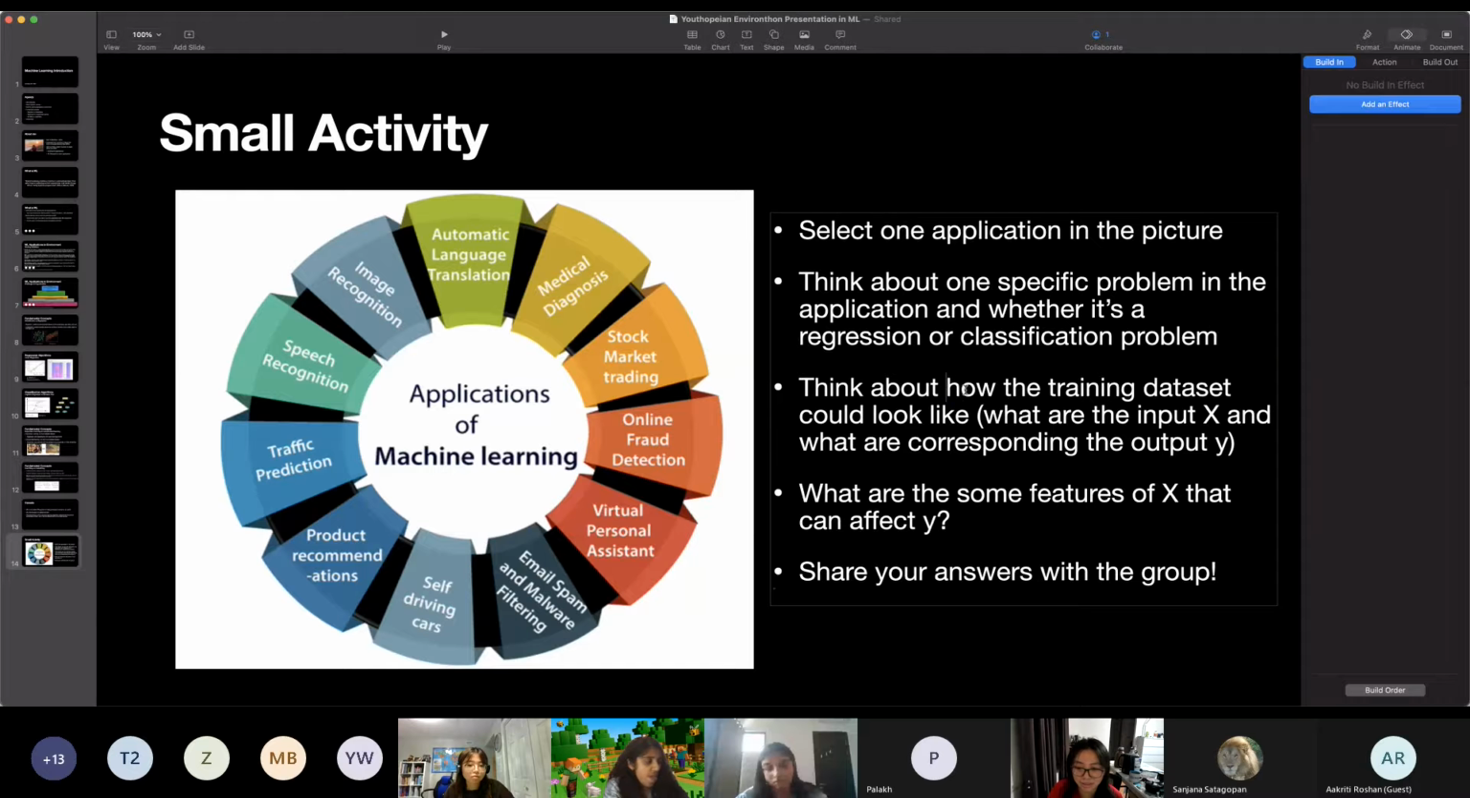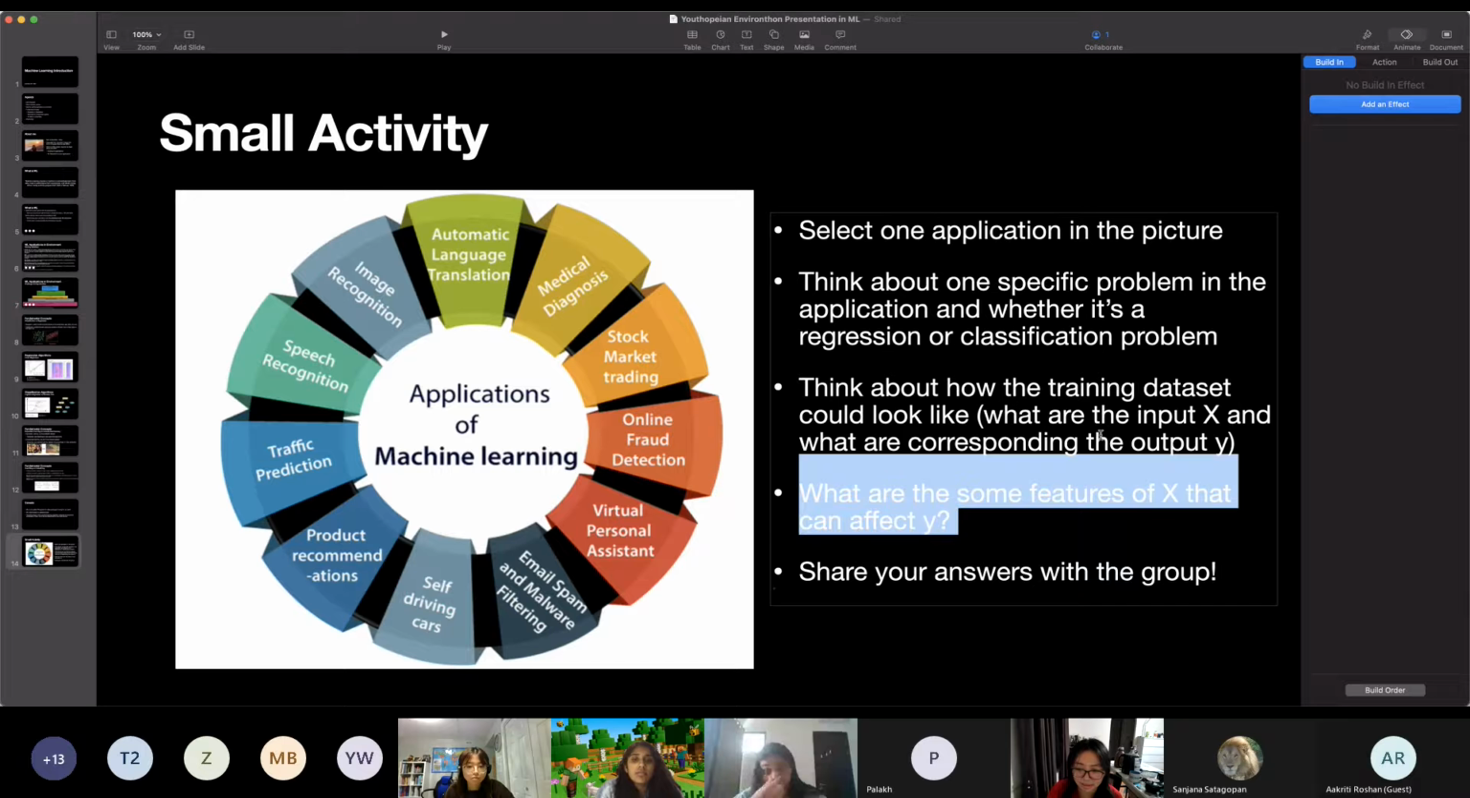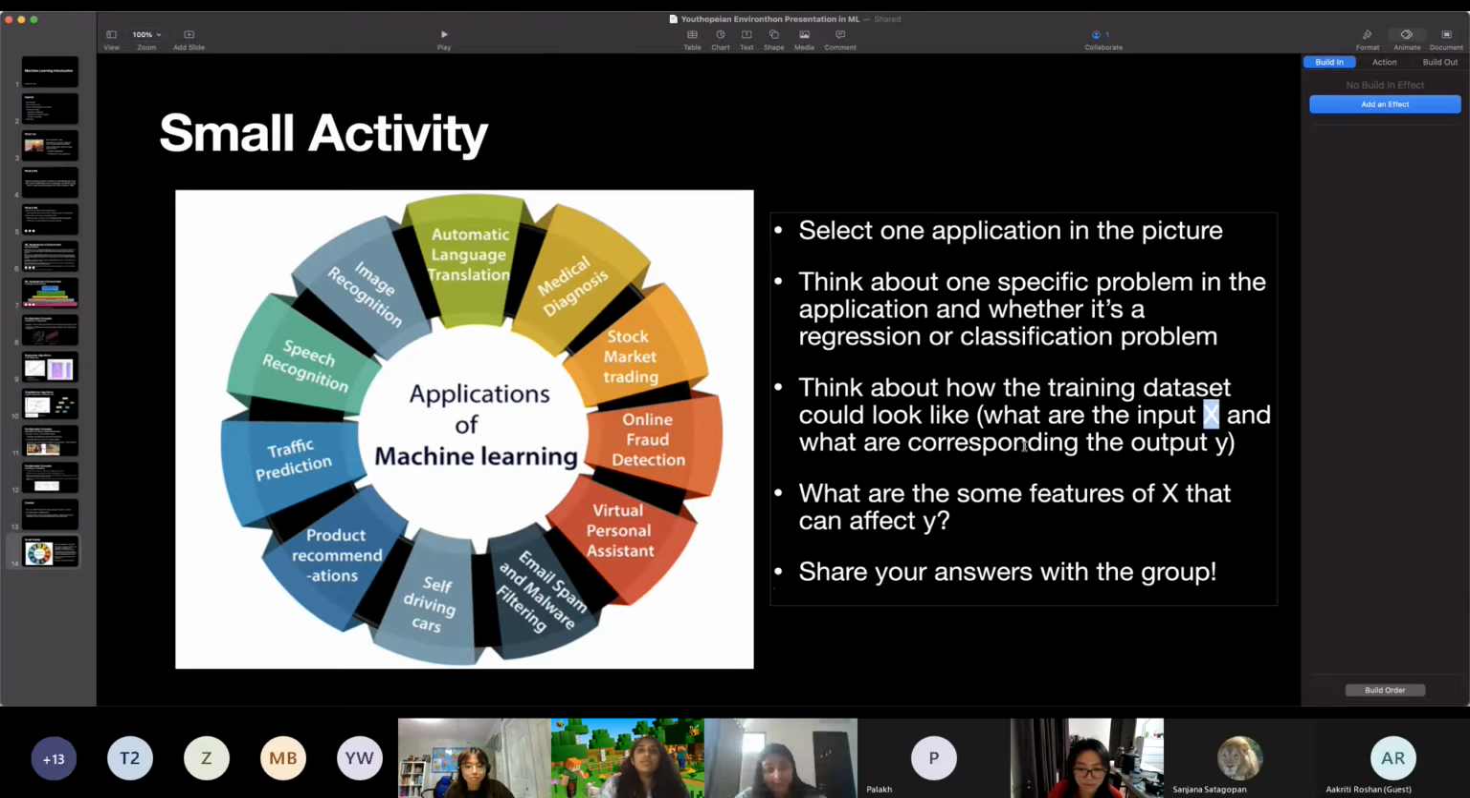Then you can think about what the training data could look like. If you were to solve this machine learning problem, you need to prepare the training data, right? So how should the training data look? For example, what is the corresponding input X and what is the corresponding output Y? And what are some potential features of X that can affect Y? In other words, what kind of inputs, what factors, can affect the output you're trying to predict? Maybe you can do a small exercise, recap what we just shared, and share that with the group if you want.